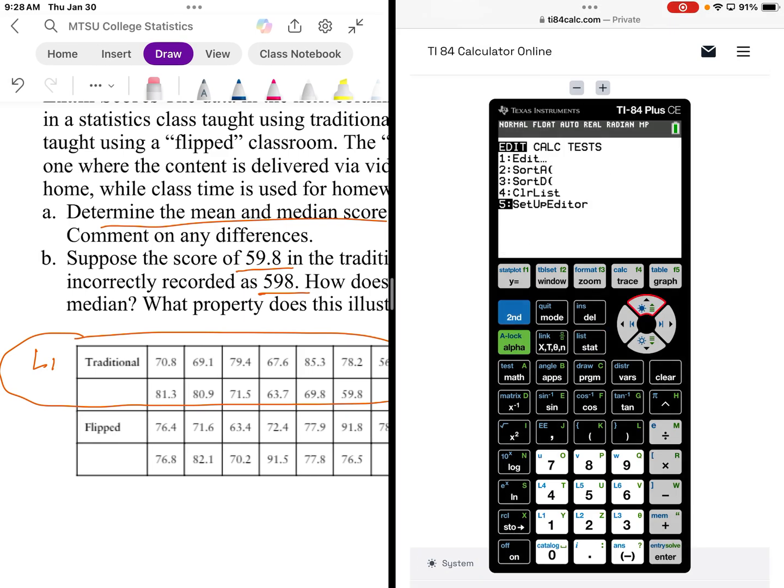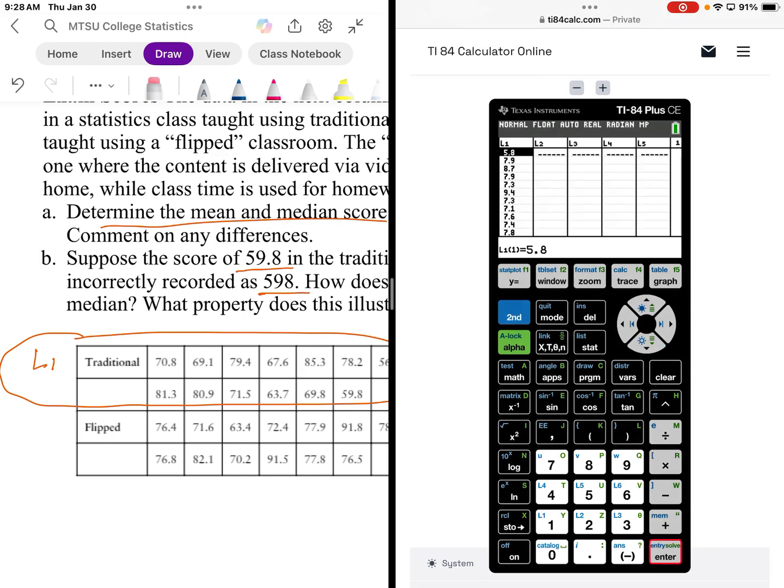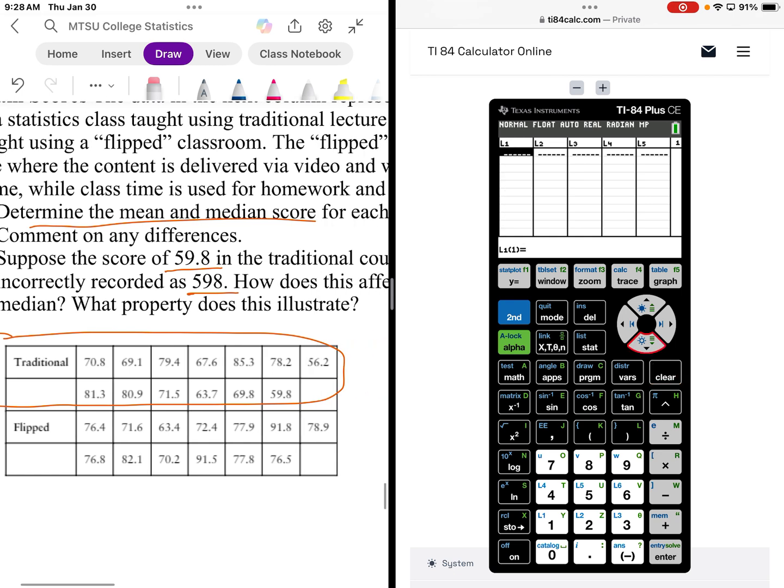So stat, go up there. Whoops, boom, boom, boom, boom. Clear. All right. So 70.8. 61.1.